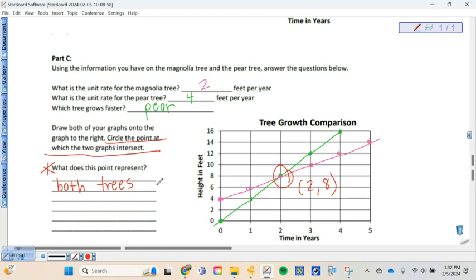Sorry. Both trees. Hey, go put your Sonic cup in the trash.